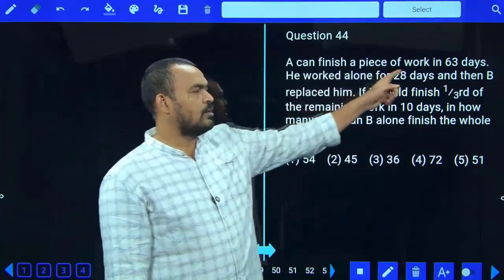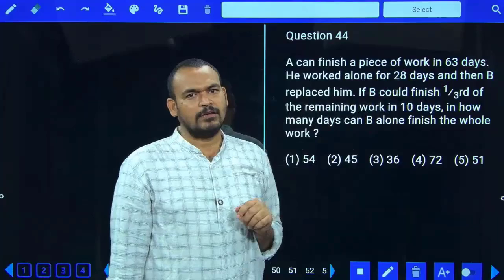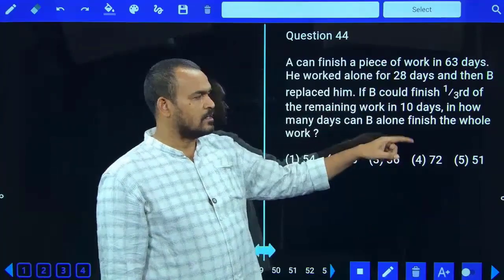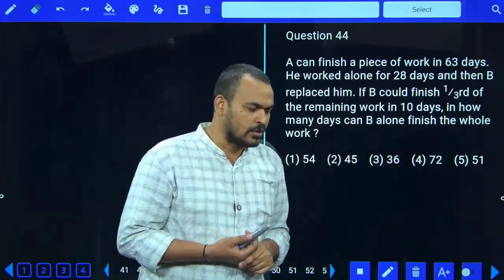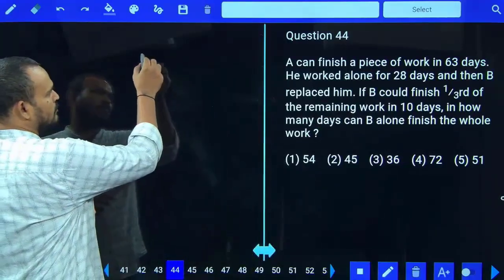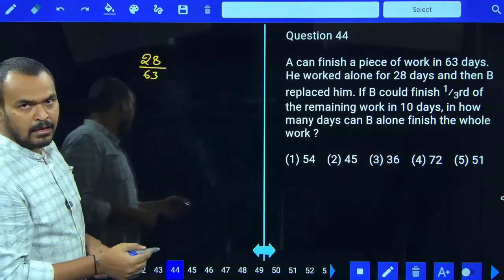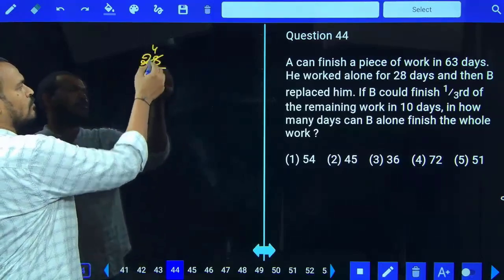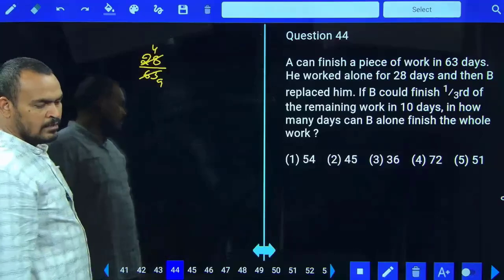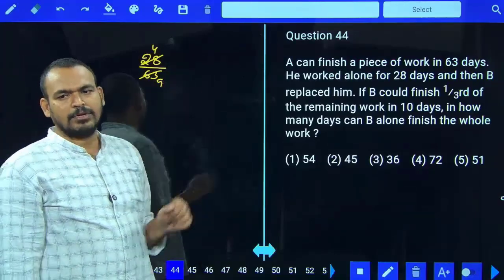First of all, A can do the whole work in 63 days. What is the 1 day work of A? 1 by 63. But he worked on it for how many days? 28 days. Then 28 days work of A is 28 by 63. 7 how many times here? 4. 7 how many times? 9. Means out of 9 parts, A completed 4 parts.